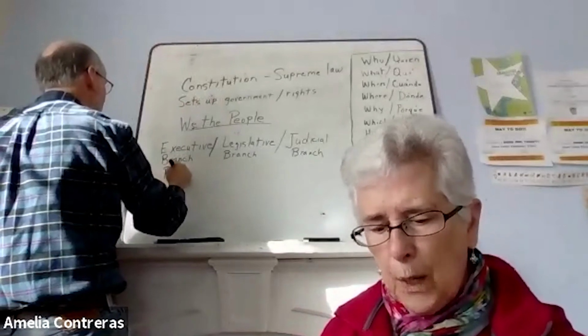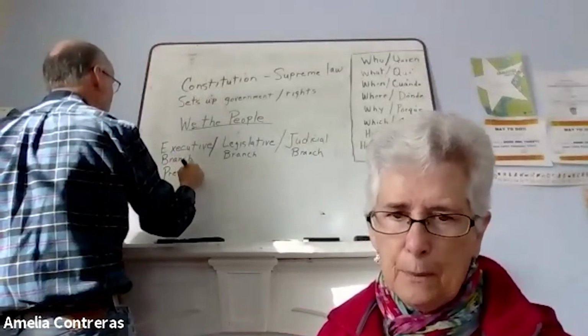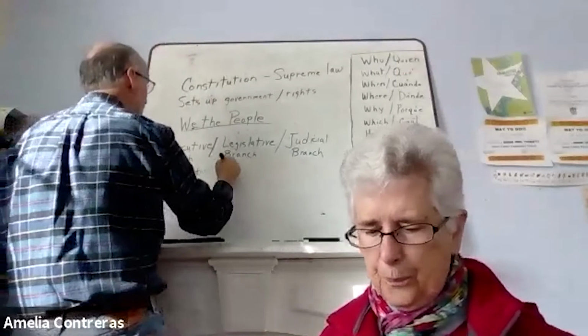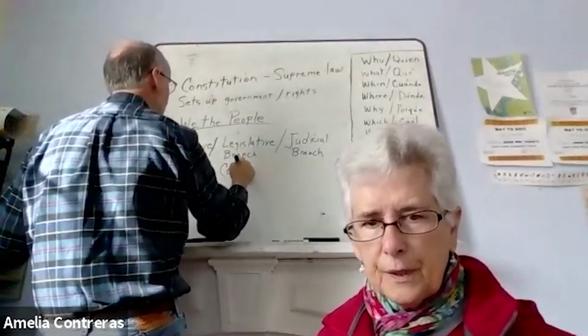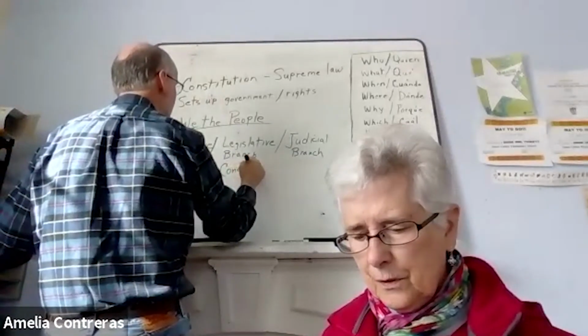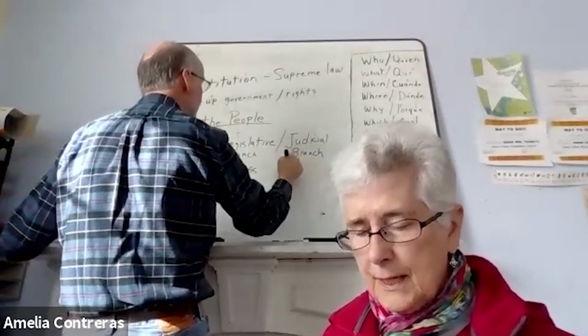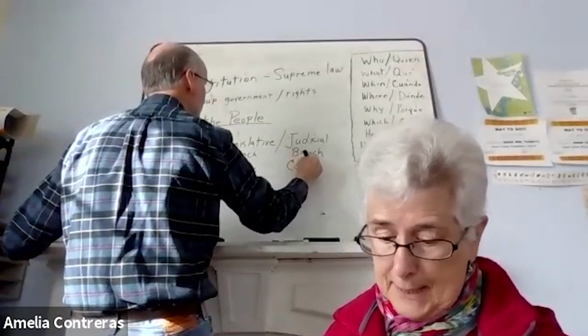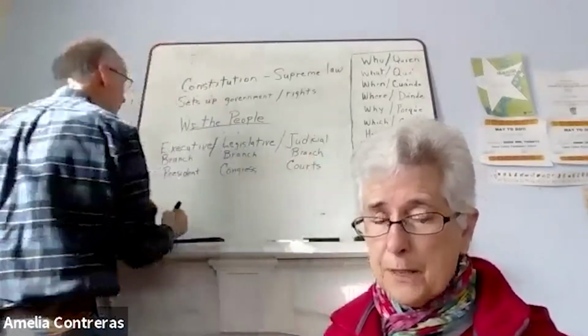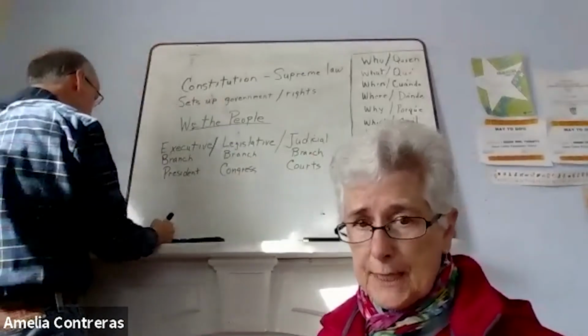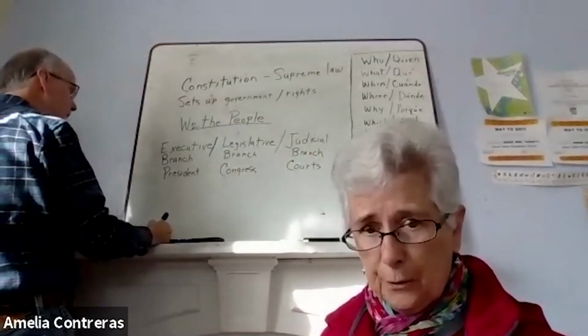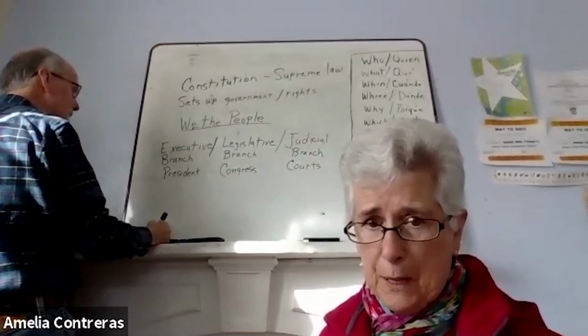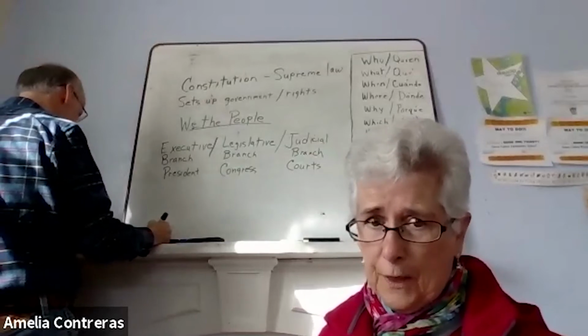What stops one branch of government from becoming too powerful? It's a system called checks and balances, or separation of powers. The three branches can check each other, make sure that they don't get too much power or aren't doing the wrong thing.